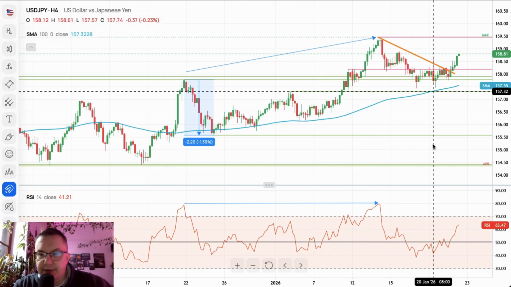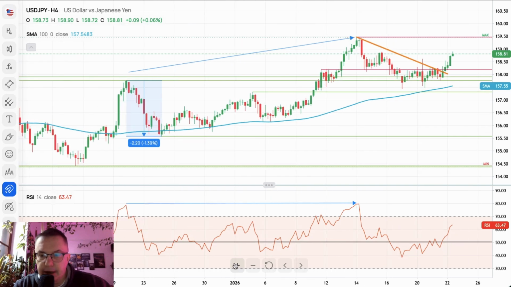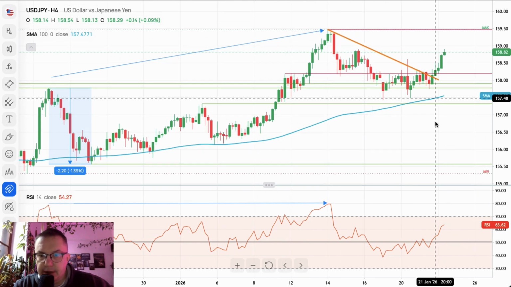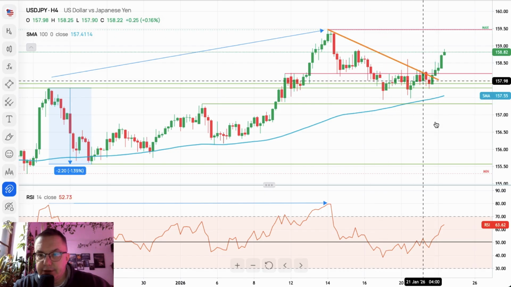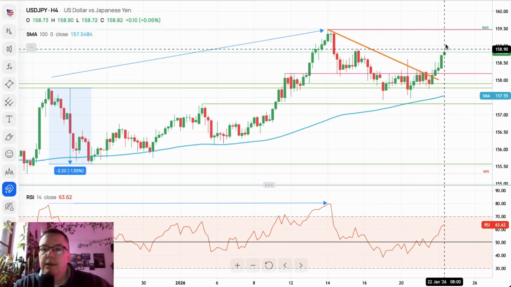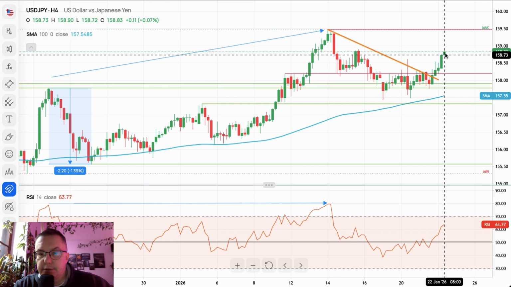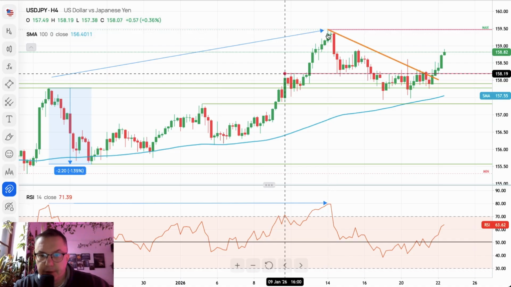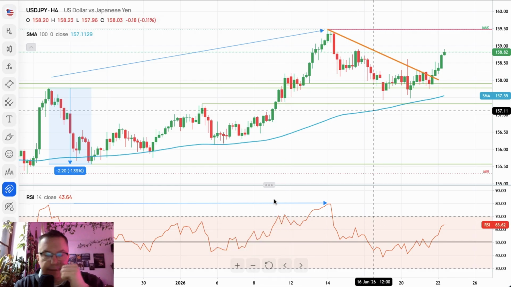US dollar versus the Japanese yen brings a reaction from the technical levels, consolidation, test of the trend line, consolidation, and then finally a breakout. So the US dollar versus the Japanese yen market wants to test the swing high from January 14th at 159.46. Right now this level is not really necessary.